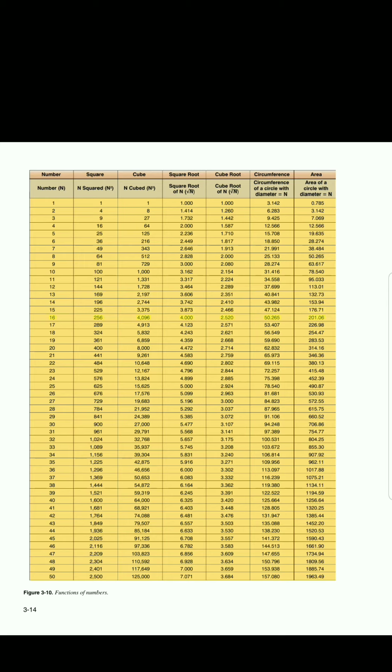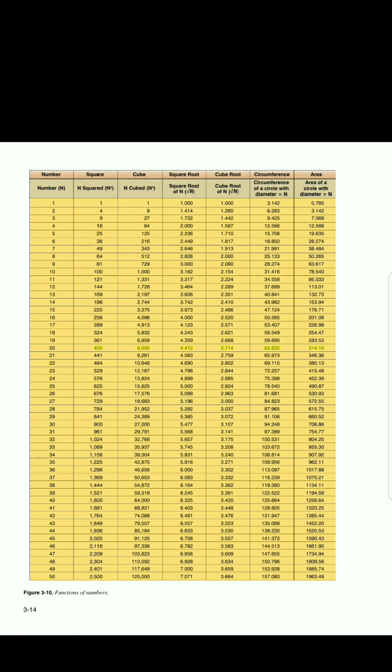16, 256, 4096, 4.000, 2.520, 50, 265, 201.06. 17, 289, 4913, 4.123, 2.571, 53, 407, 226.98. 18, 324, 5832, 4.243, 2.621, 56, 549, 254.47. 19, 361, 6859, 4.359, 2.668, 59, 690, 283.53.